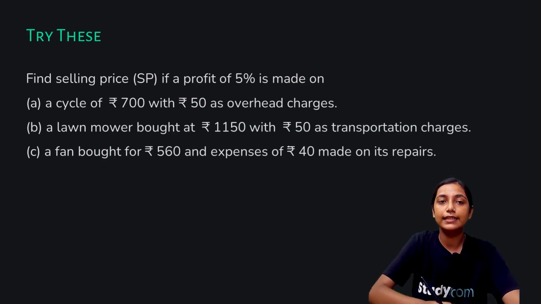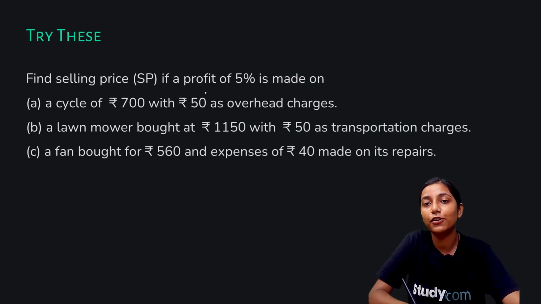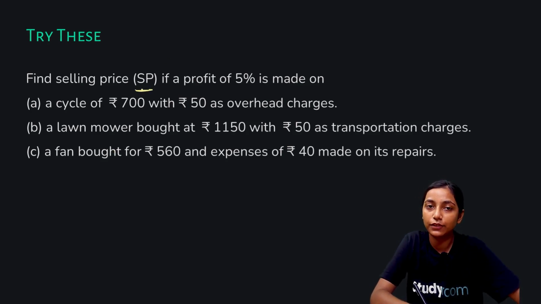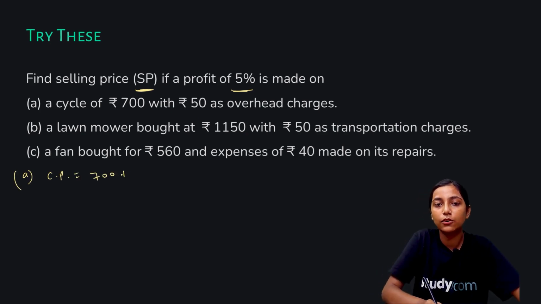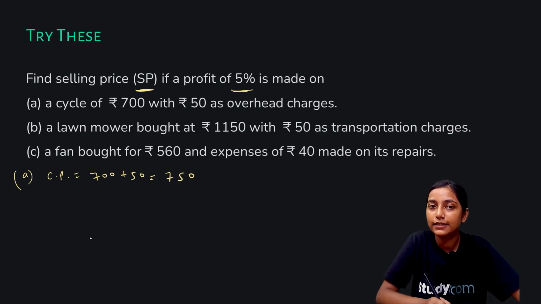Now we need to try these. Find the selling price if a profit of 5% is made on. There are some 3 parts given to us. We need to find the selling price in each of these parts, and we are given a profit percent, that is 5%. First of all, a cycle of rupees 700 with rupees 50 as overhead charges. Therefore, in part A, our cost price will be 700 plus the overhead charges, that is 50. Therefore, 750 is the cost price.